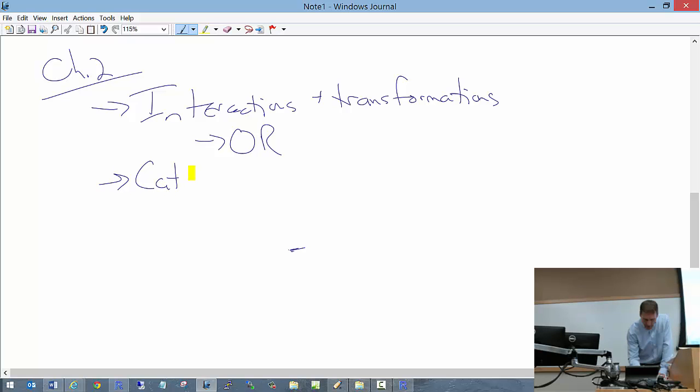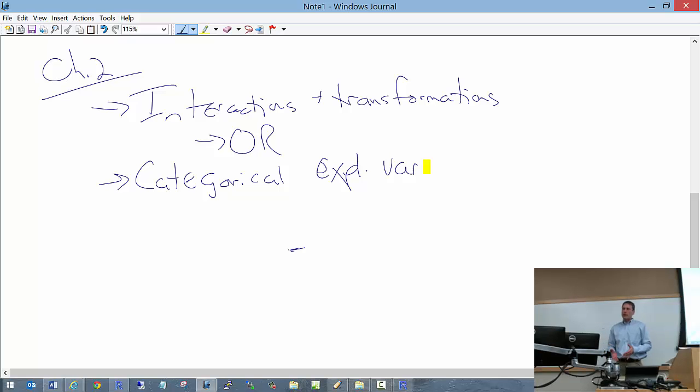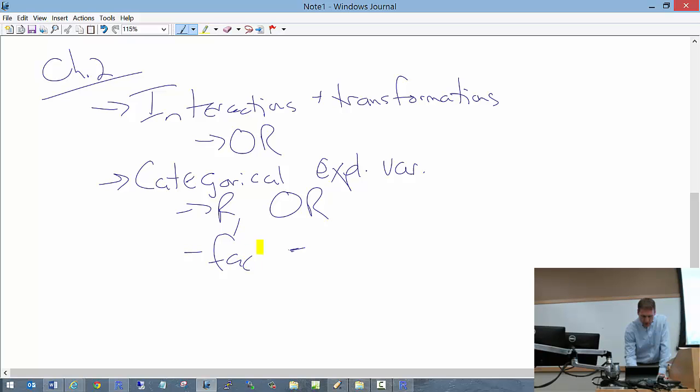Then we started talking about categorical explanatory variables. How does R represent categorical explanatory variables? How can you then look at odds ratios corresponding to these categorical explanatory variables? Again, I can ask you to derive a particular odds ratio. Make sure you're familiar with the factor function, the relevel function, and the levels function.